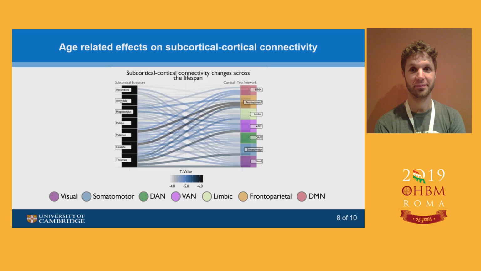As you can see in this plot, which is quite a busy plot, we can see quite widespread changes in connectivity between subcortical regions and all of the different Yeo networks. Just for the sake of making it a bit easier, we decided to focus on the thalamic subcortical connectivity, which is a region that lots of other people have also studied in this context.